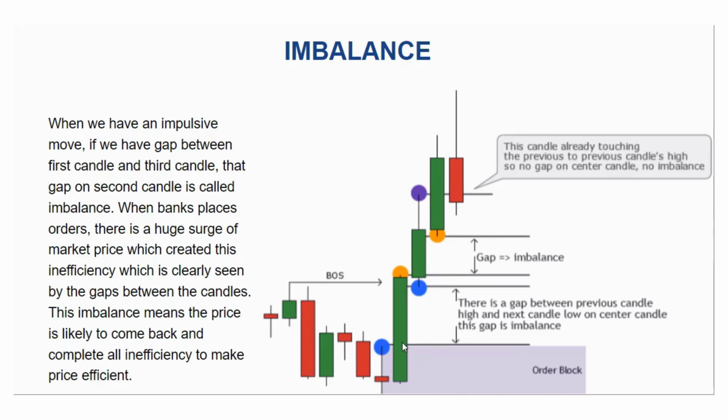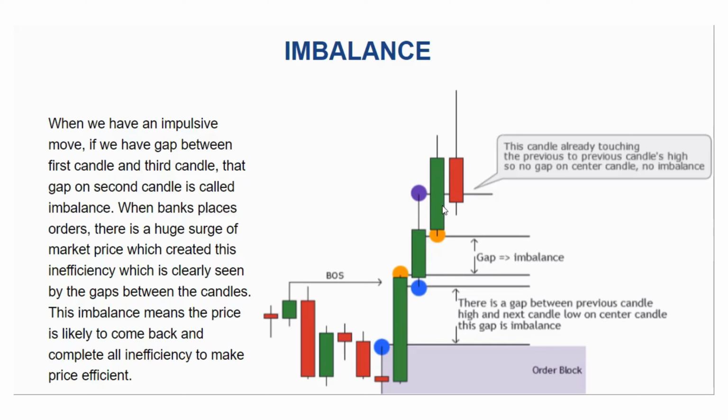You come to this candle, the previous candle's high is here, the next candle's low is here, and these are also not touching each other, so you have a gap between both. This gap is what we call the imbalance. Now you see here you have one candle. The previous is here, the next candle is already here. They are touching each other, so you have no imbalance on this candle.